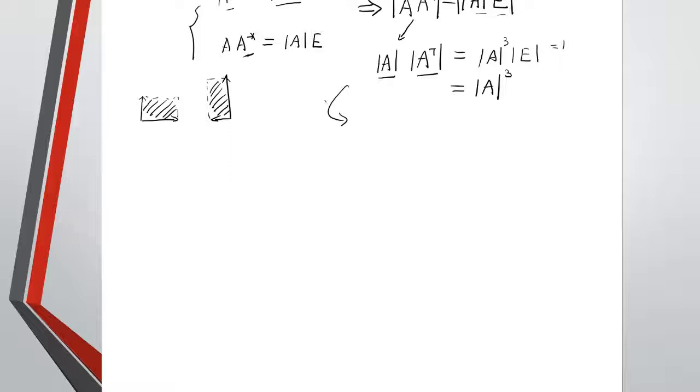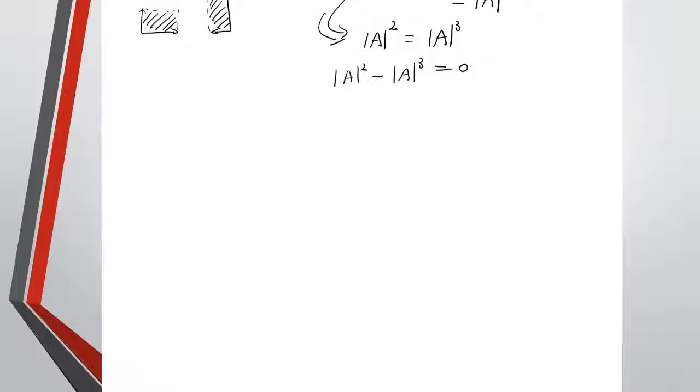So let's deduce this one as determinant A squared equals determinant A's cube. Let's put everything onto the left side of the equation. So I would say this one minus the determinant's cube equals 0. And we can further extract a common factor, determinant A, out as determinant A times (1 minus determinant A) equals 0.